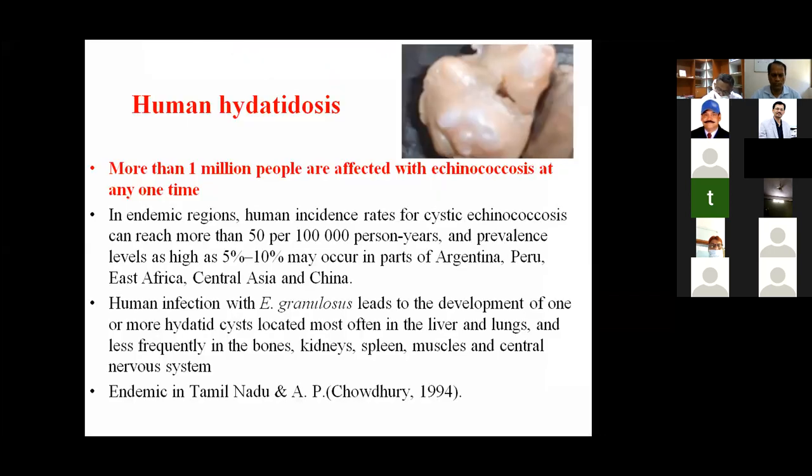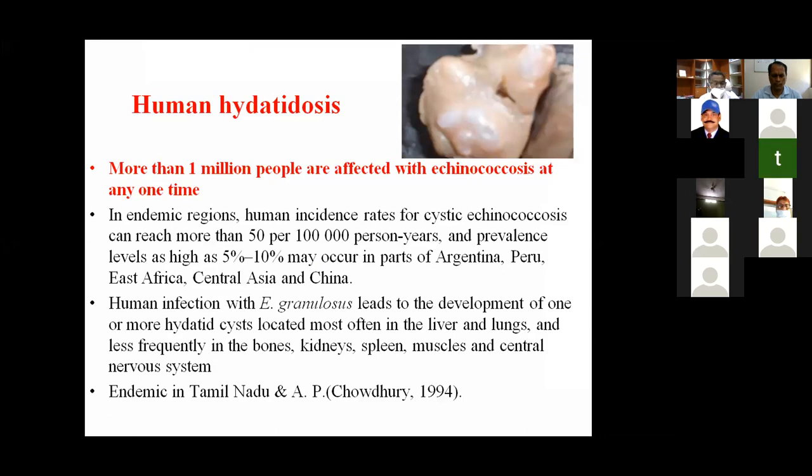Human hydatidosis, because zoonotic is my main agenda: when we see, more than 1 million people are affected with echinococcus at one time. In endemic regions, the human incidence rate for cystic echinococcosis can reach more than 50 per 1 lakh persons per year, and prevalence levels are as high as 5 to 10% in certain parts of Argentina, Peru, East Africa, Central Asia, and China. Remember that I have taken this data from WHO reports, CDC reports and FAO reports.